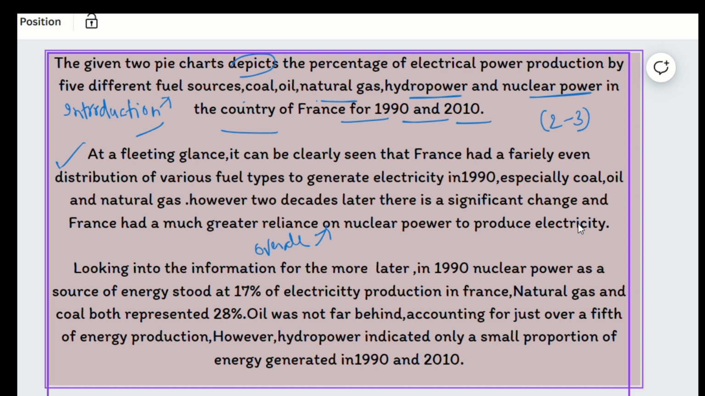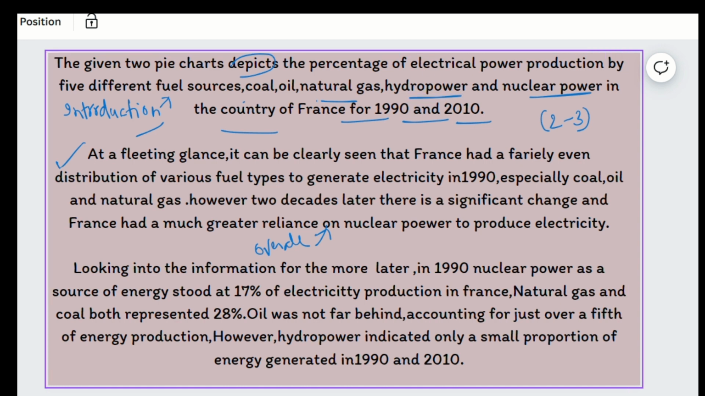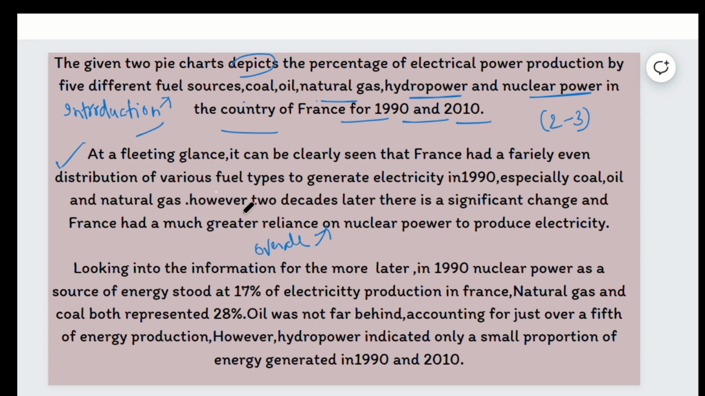So however, 2 decades later, there is one mistake here. Instead of using is, you will use was here. Next, in the third and fourth paragraphs, we are going to discuss the whole data. First, in the third paragraph, we are going to discuss 1990 data, and then in the next paragraph, we are going to discuss 2010 data.